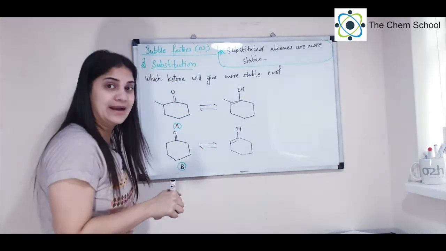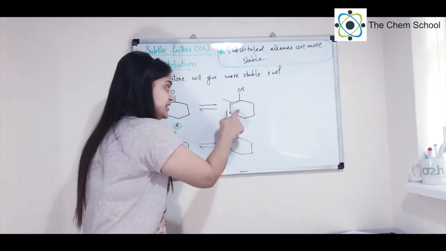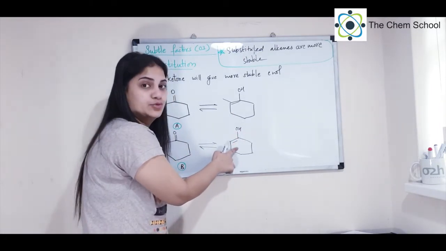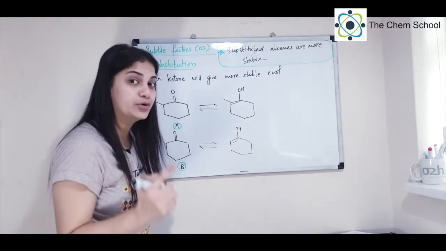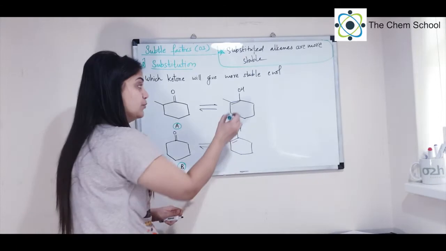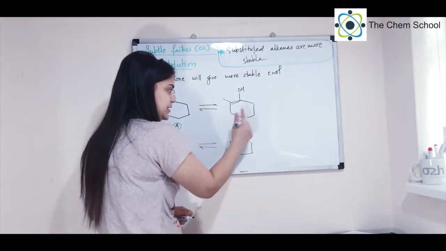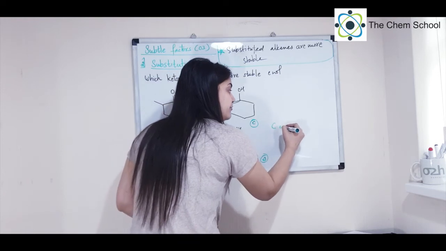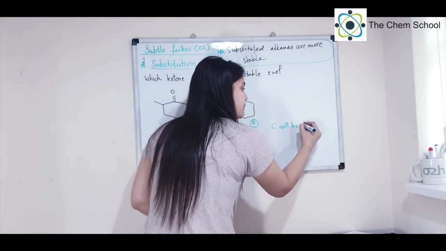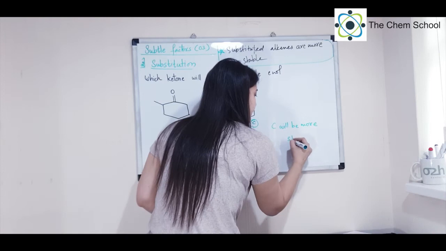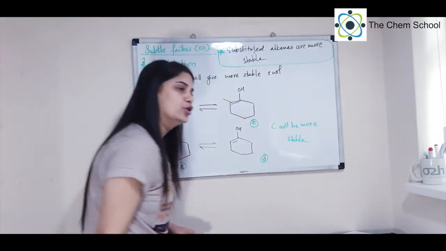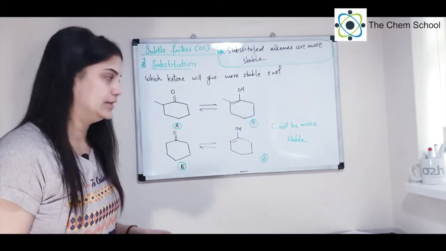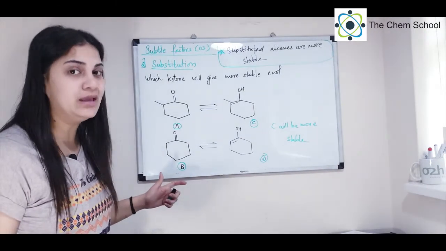But now decide which alkene is more stable. This alkene is more stable or this alkene is more stable. We know that the more substituted alkene is more stable. Therefore, this will be more favored. From this, let's say this is C and this is D. C will be more stable. Why will C be more stable? Because it is a more substituted alkene. So this is how this type of question will be asked.